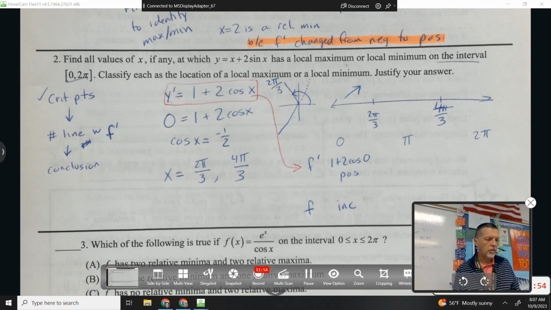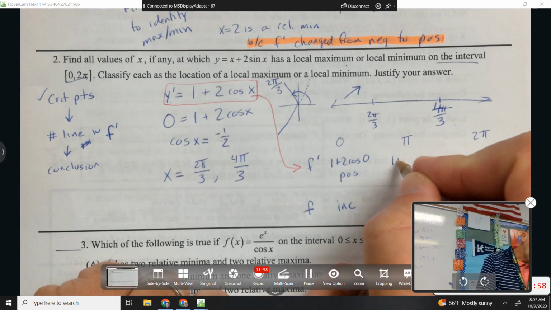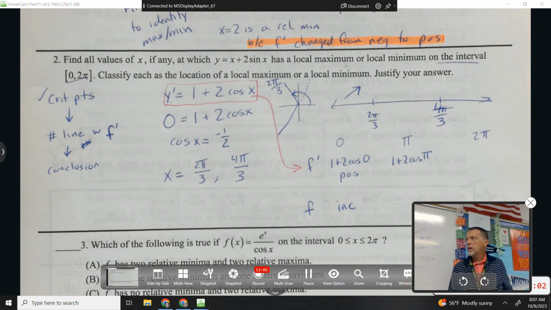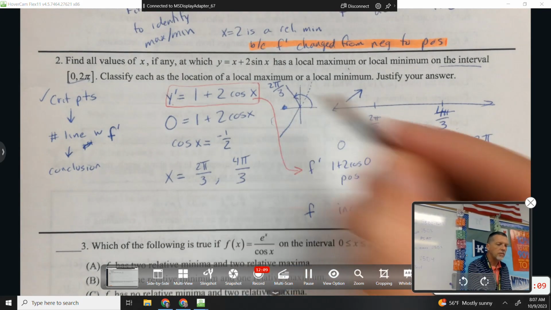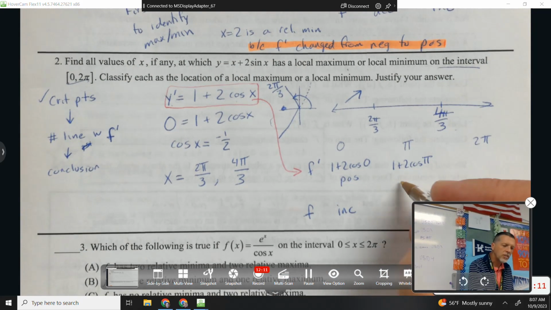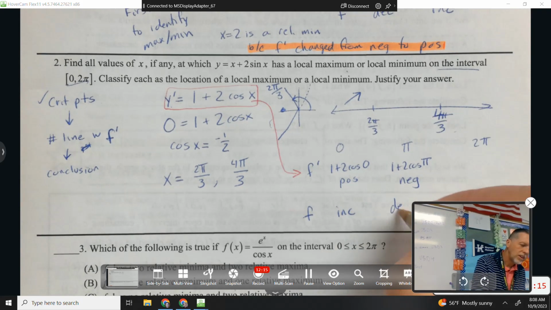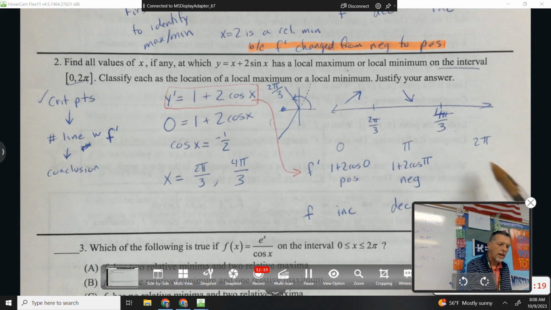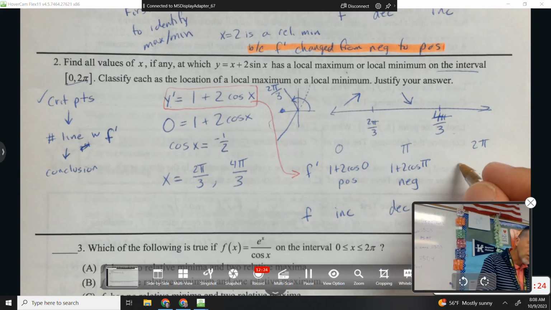So f is increasing. I plug in pi. 1 plus 2 cosine of pi. Let's see, cosine of pi, well, there's a unit circle to look at if it helps, is negative 1. So 1 minus 2 is negative. That means f is decreasing. The alternating rule is working, but let's keep rolling to make sure.